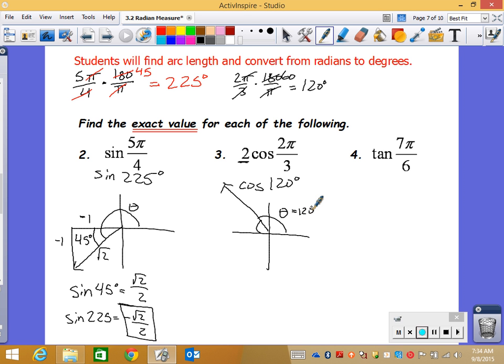So since we're in quadrant 2, we take 180 minus my angle, and we get a reference angle of 60 degrees. Make my special triangle. I know that a 30, 60, 90 triangle has side measures 1, 2, square root 3 in those respective places. And this 1 has to be negative since we're going in the negative x direction. So then we can find out what the cosine of 120 is.